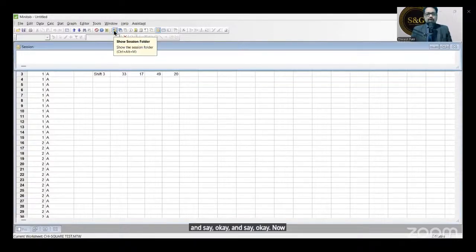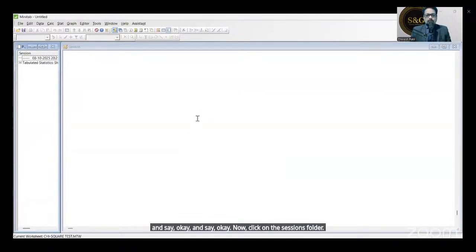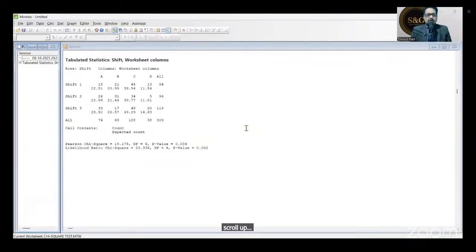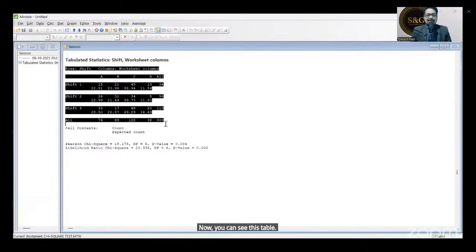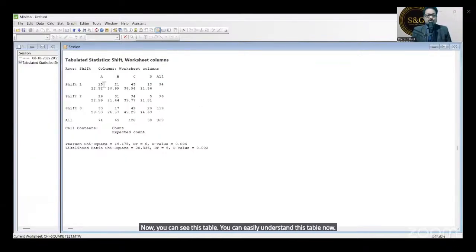Now click on the sessions folder, scroll up, and you can check the Pearson chi-square value, which is this p value, 0.004. Now you can see this table. You can easily understand this table now. This is the actual value, this is the expected value. Actual value, expected value. All right.